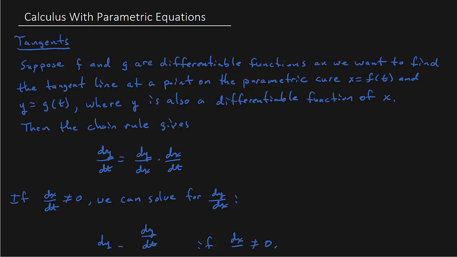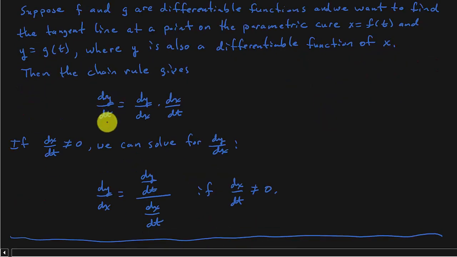So let's look at tangents. Suppose f and g are differentiable functions, and we want to find the tangent line at a point on the parametric curve x equals f of t and y equals g of t, where y is also a differentiable function of x. Then the chain rule gives us dy/dt is equal to dy/dx times dx/dt.